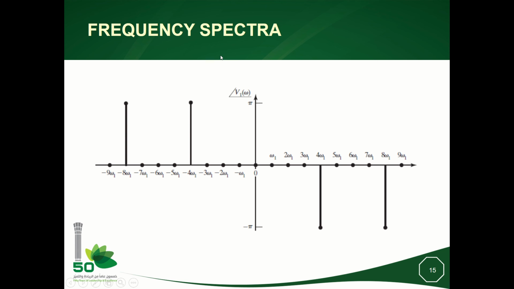At some frequencies the value of the Fourier transform is positive, and at other frequencies it is negative. So this is why the phase of V1 is equal to pi when the value is positive, and it is equal to minus pi when the value of V1 is negative. Okay?